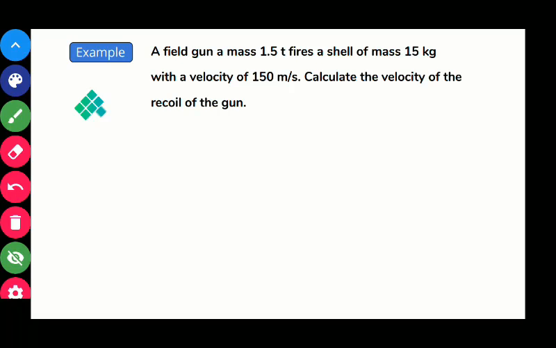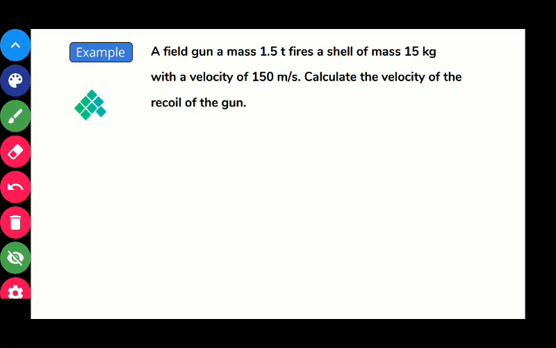Now guys, in this case, a field gun of mass 1.5 ton fires a shell of mass 15 kg with a velocity of 150 meter per second. Calculate the velocity of the recoil of the gun. Now you have to use the principle of conservation of linear momentum and you have to find the recoil velocity.